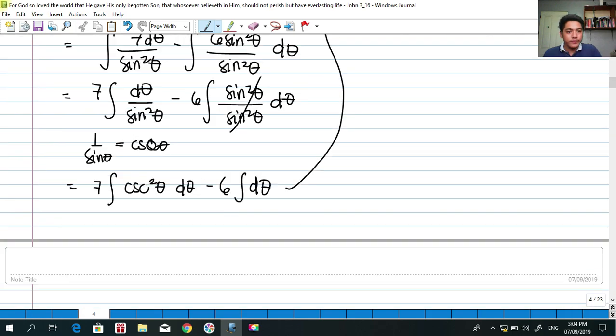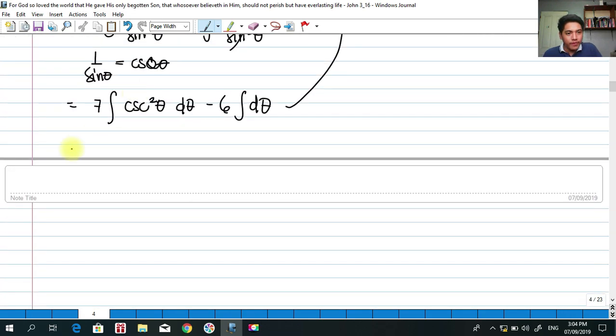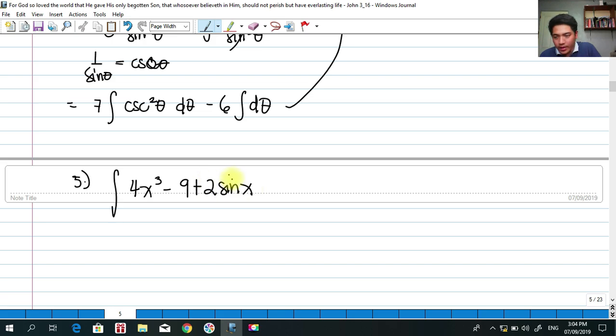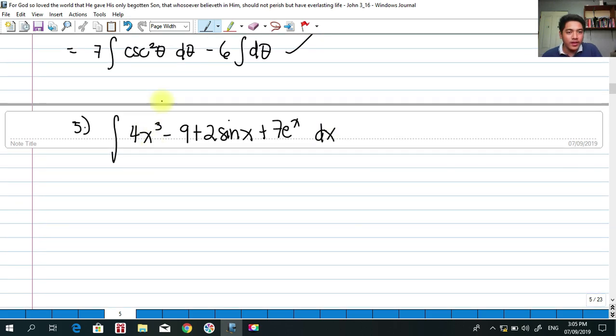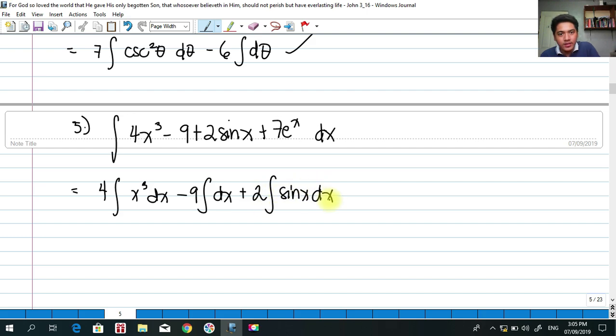So let's try another problem. So for problem number 5, integral of 4x cubed minus 9 plus 2 sine of x plus 7 e raised to x dx. So again, we can distribute the integral symbol, and I will be factoring out some of the constants. 4 integral of x cubed dx minus 9 integral of dx plus 2 integral of sine of x dx plus 7 integral of e raised to x dx.